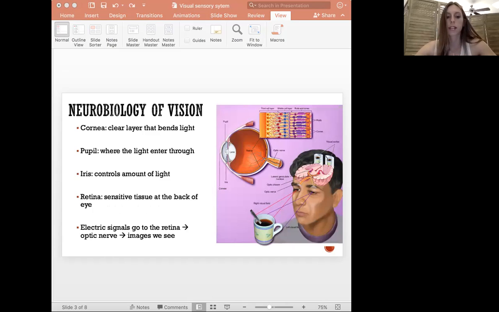The light will eventually hit a sensitive layer of tissue at the very back of your eye, and that is known as the retina, which you can see. I don't know if you can see my mouse, but you can see that here, right? So then it hits the retina, and the photoreceptors turn that light into electrical signals. Those electrical signals then travel from the retina through the optic nerve here, and finally enter your brain. And then your brain turns that light into whatever image you're seeing.